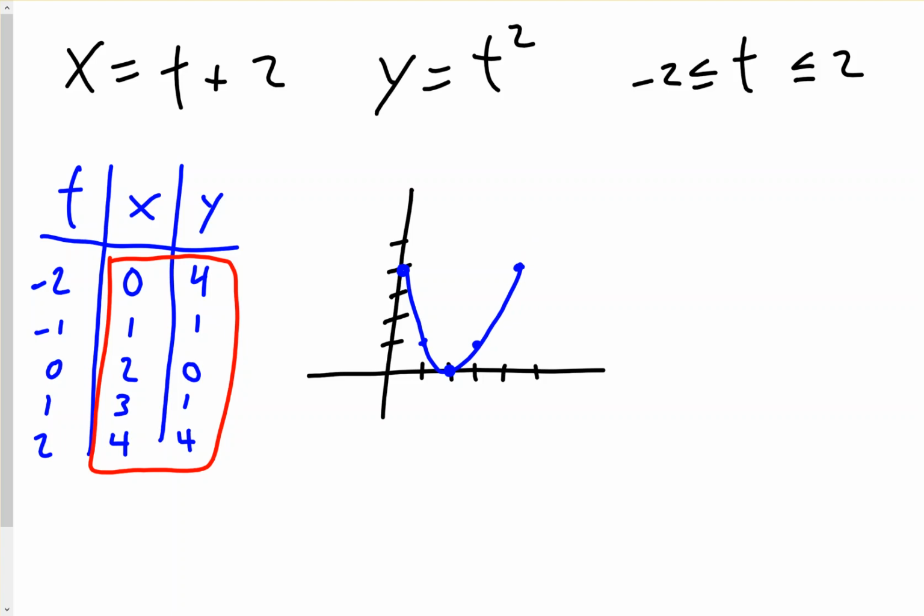Okay, and we want to track the movement of the particle, if you will. So the first t value was -2. So at -2 it was 0, 4. So this was like our starting point at 0, 4, when t was equal to -2. Then we went to t equals -1. And then we went to t equals 0, t equals 1, t equals 2. So it went this way.